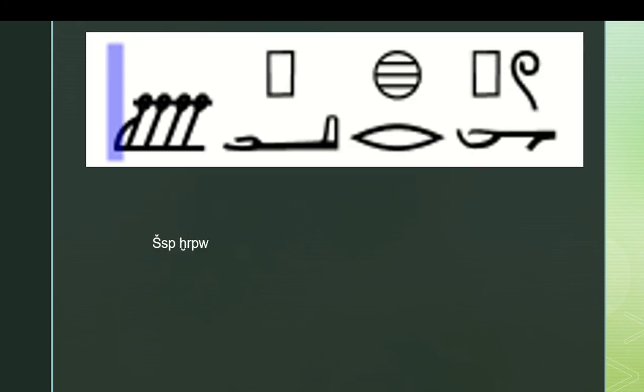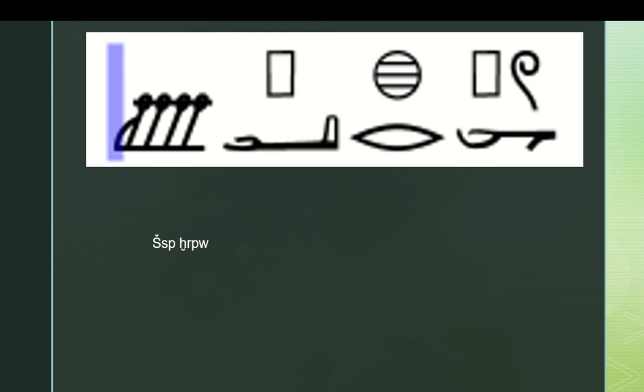Our transcription here is Shesep Kherpu, two words. Now, what's interesting here is there's no N, even though in the previous circumstantial there was. And what's also of note is that there's only one noun here before we hit our next verb in the next sentence or phrase, really.